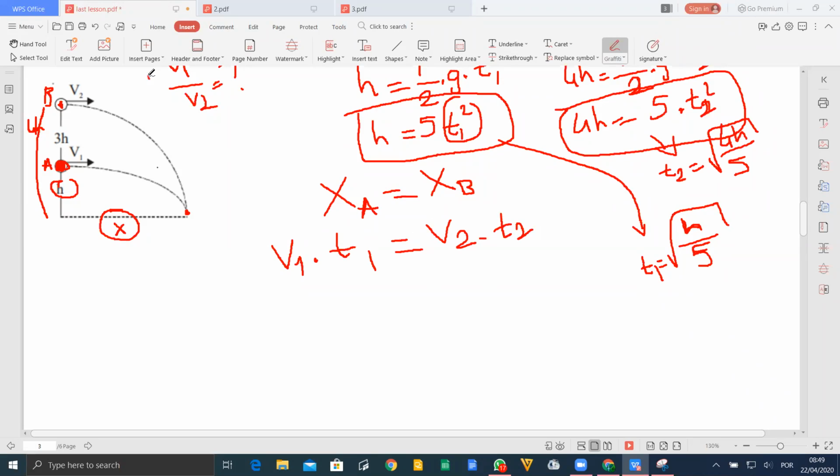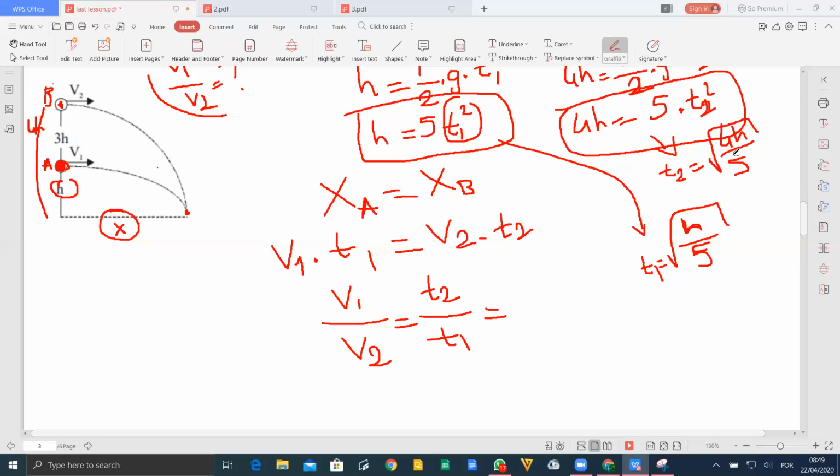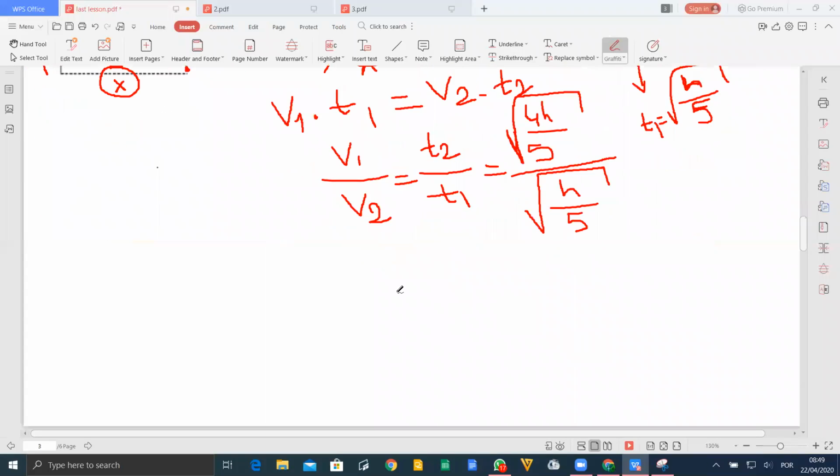So what's the question? The question is V1 over V2. V1 over V2 will be equal to T2 over T1. Okay, and what is T2? T2 is equal to the square root of 4h over 5, over the square root of h over 5. Okay, and the rest of it is our math skills.